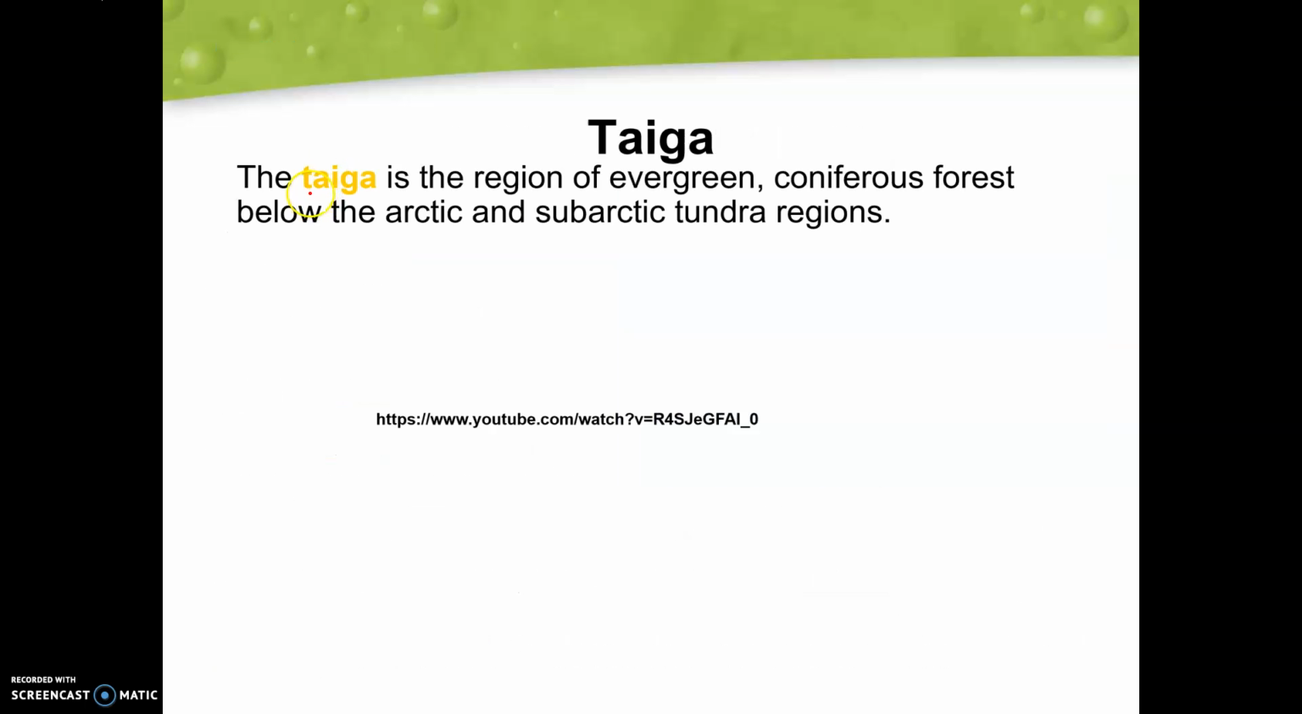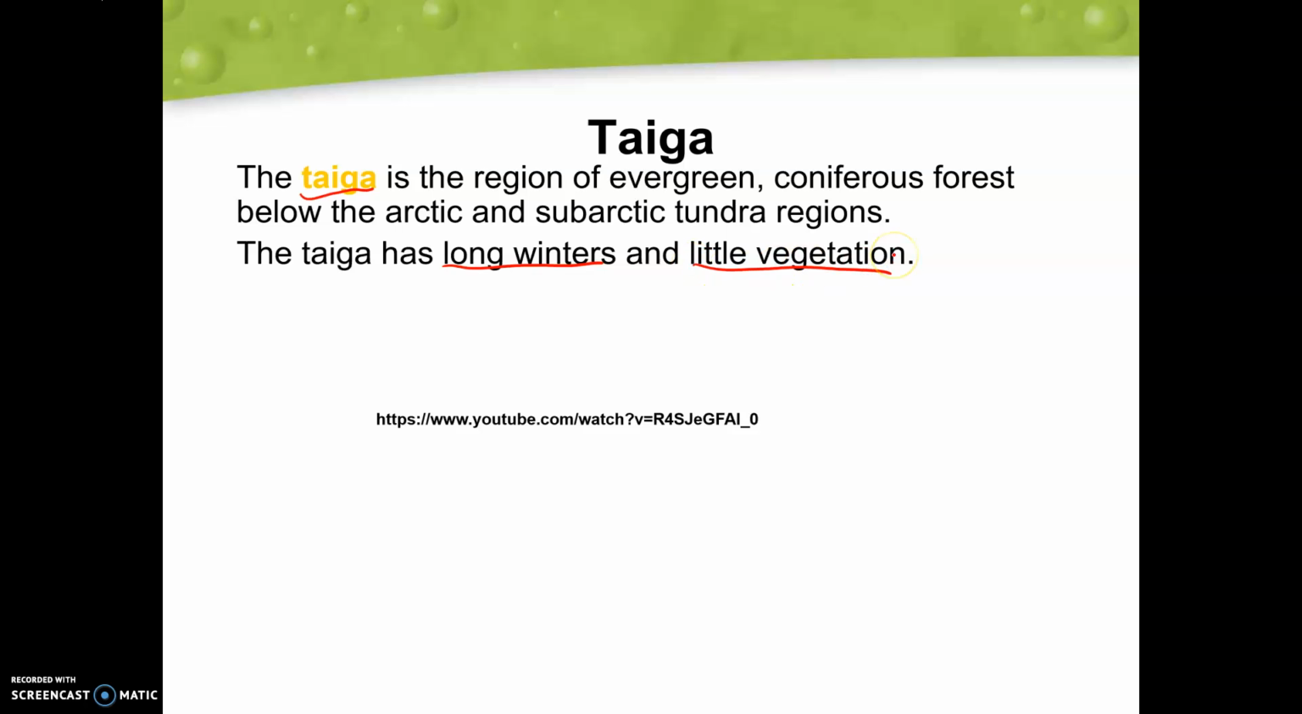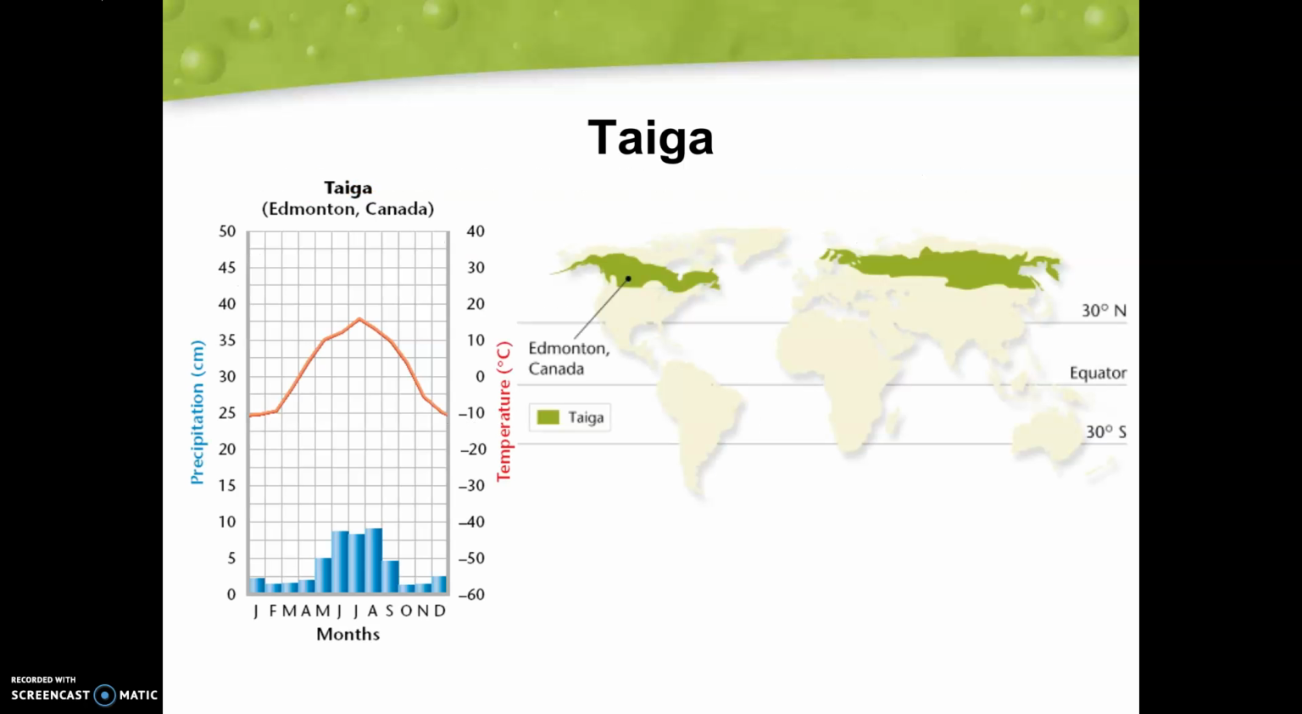So our taiga is a region, again, of evergreen coniferous forests below Arctic and subarctic regions. So it's not quite in our Arctic tundra regions, but it is still in those really cold regions here. So it has very, very long winters and little vegetation. Our growing season can be as short as 50 days. So it's less than 2 months for this area to have that ability to grow different plants rather than just the coniferous trees that we see there.